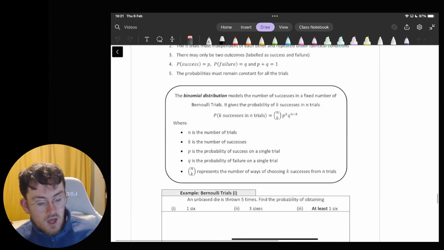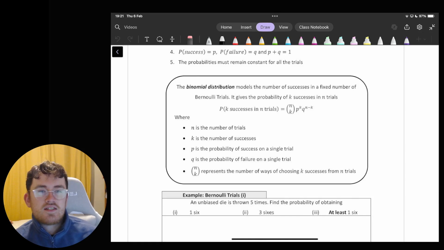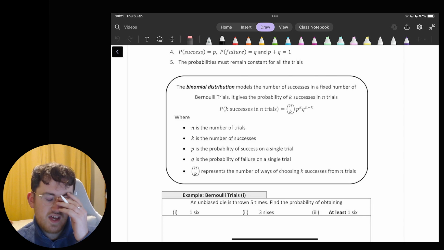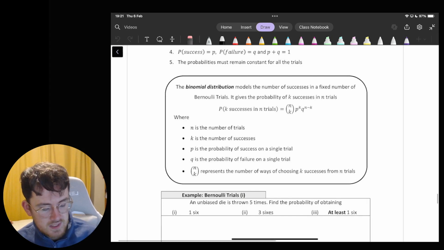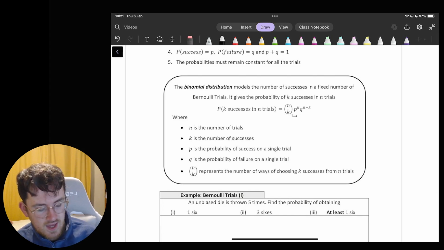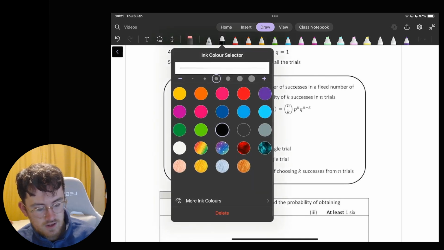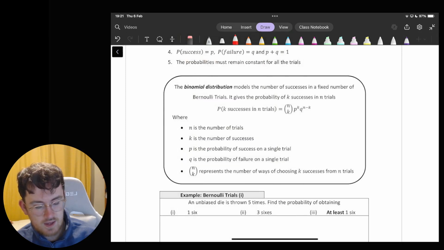Okay, what we use then in working out these probabilities is the binomial distribution, which models the number of successes in a fixed number of Bernoulli trials. It gives the probability of k successes in n trials, so the probability of succeeding k times in n attempts. And the probability of that is n choose k, because we want to choose that number of successes here. So we're looking at combinations. How many different ways can that happen? We go with the probability of success p to the power of k and the probability of failure q to the power of n minus k. Okay, and linking the two in that way then.